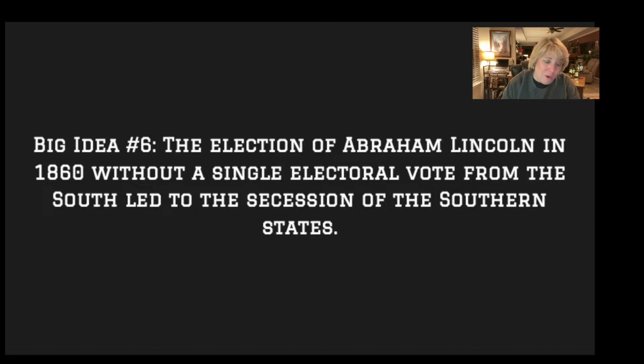And so when he wins, the South sees in their little crystal ball the future of slavery in our country, and they're like, we're out of here. South Carolina is going to be the first state to secede, and South Carolina is going to be followed by Florida, Alabama, Georgia, Texas, and Louisiana. And so these states secede from the Union.